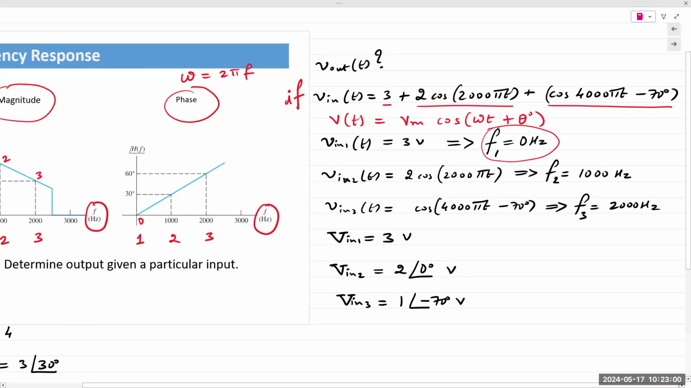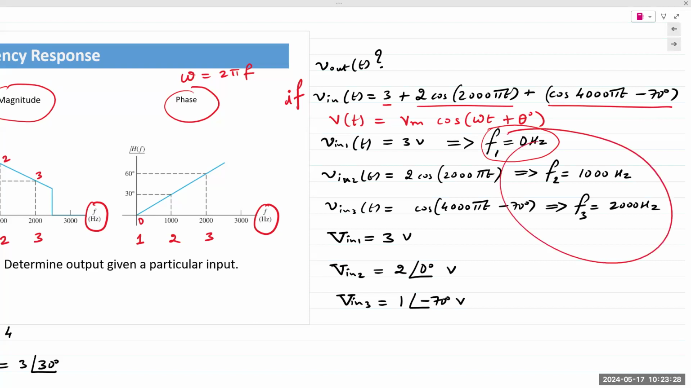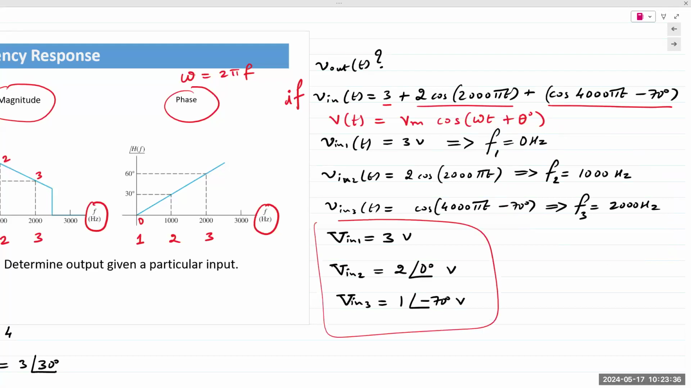When we look at the expression, we can see it has three components. Those three components can be separated out. The frequencies are all different, so we cannot combine them. So V in 1, V in 2, V in 3. Now, transfer function describes the ratio of the output to the input. So we can calculate the output by simply multiplying H of F with V in, at any particular frequency. And so we need the frequency information. So the first step, we determine the three frequencies, 0, 1000, and 2000. And once you have that, you write down the phasors for the input components.